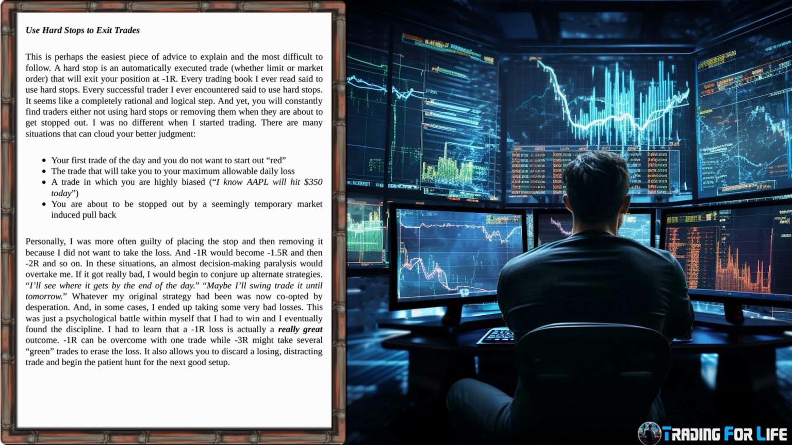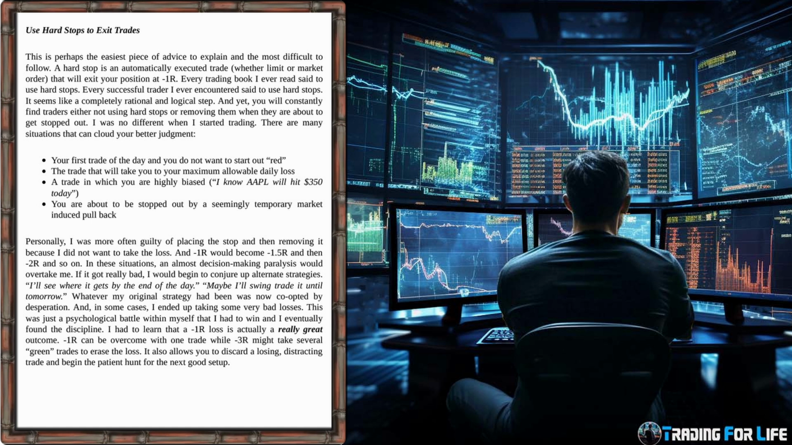Personally, I was more often guilty of placing the stop and then removing it because I did not want to take the loss. And -1 R would become -1.5 R and then -2 R and so on. In these situations, an almost decision-making paralysis would overtake me. If it got really bad, I would begin to conjure up alternate strategies. I'll see where it gets by the end of the day. Maybe I'll swing trade it until tomorrow. Whatever my original strategy had been was now co-opted by desperation. And in some cases, I ended up taking some very bad losses.